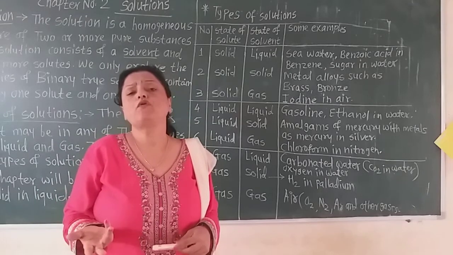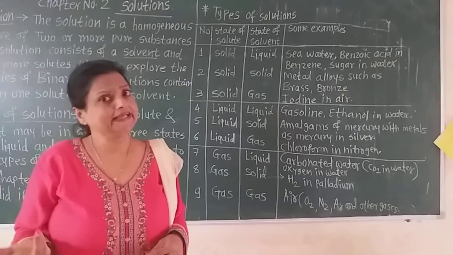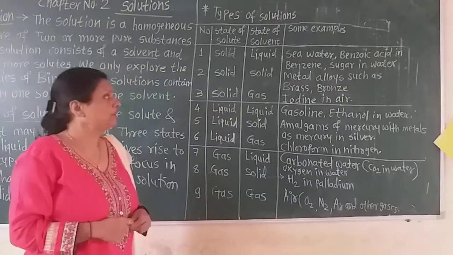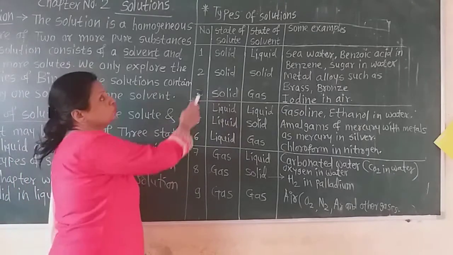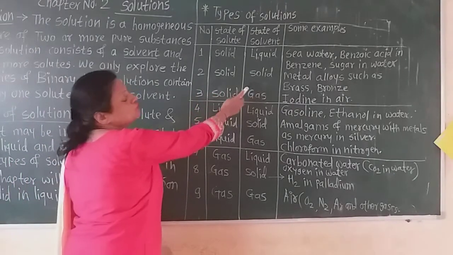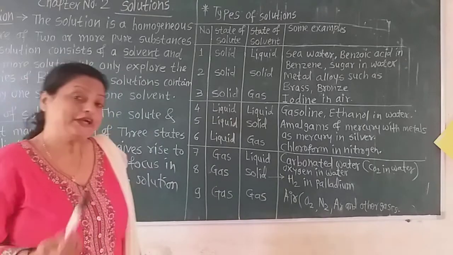When dissolved into the water, the solution becomes homogeneous, and it is the example of solid in liquid, that is sugar in water. Now the second type of solution is where the solute is solid and the solvent is also solid, that is solid in solid. Now how is it possible?